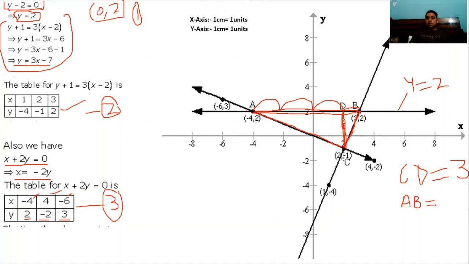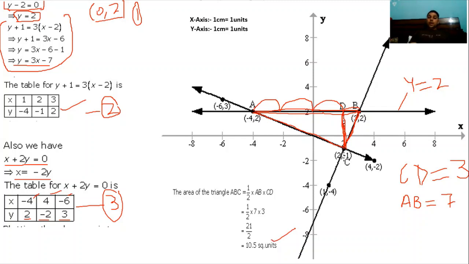AB, that is equal to 7 here. So after plotting all these points, we have the area of the triangle as half into base into perpendicular or altitude. So it is 10.5 square unit as your required answer.